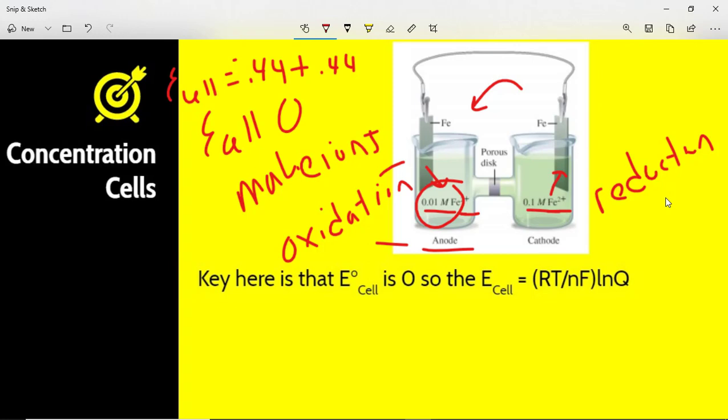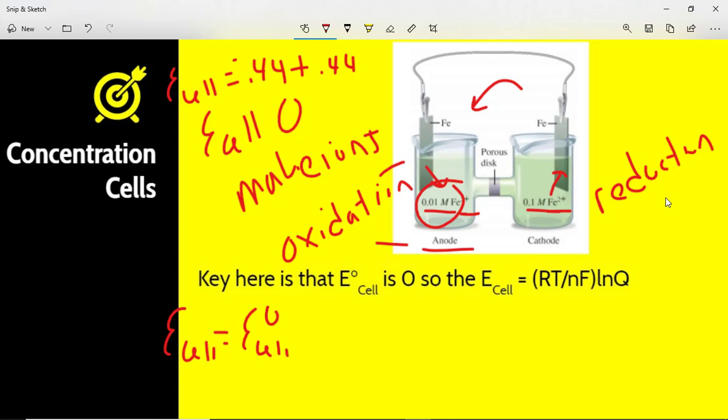So again, if I want to know the potential for this, I just do the exact same thing I've done before. The only difference is that we need to keep in mind that the E cell value is going to be 0 for this, the E cell at standard conditions. So with this, we're going to get E cell equals E cell at standard conditions.